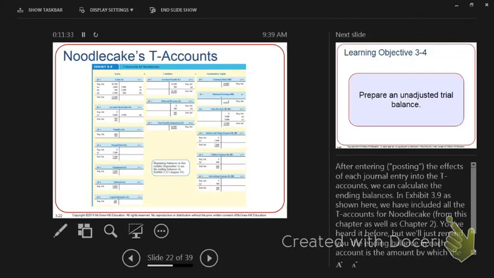All right, so there's only a little bit left to Chapter 3. We're going to finish up Chapter 3. We're going to talk about how to do the unadjusted trial balance again, and then we're going to do a lot more journal entries. We're going to do one here on the screen together, which I'll hand out.